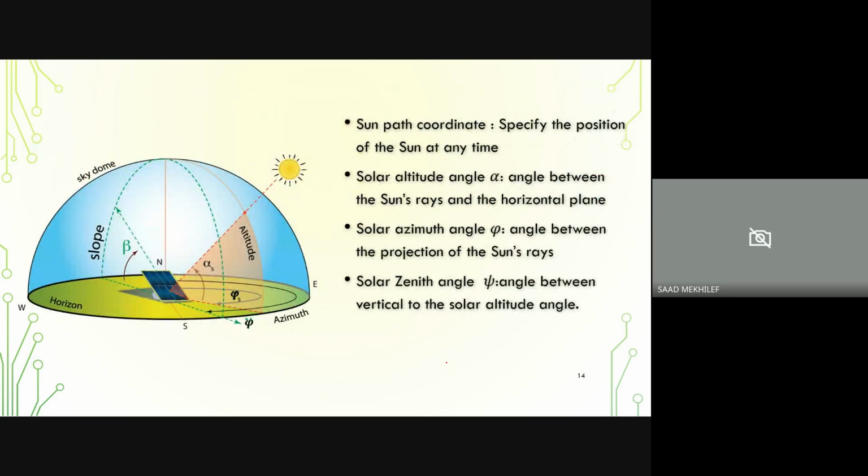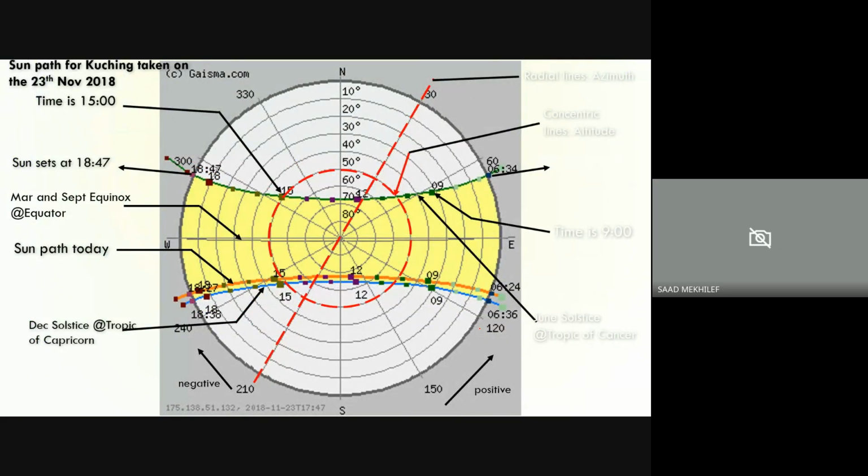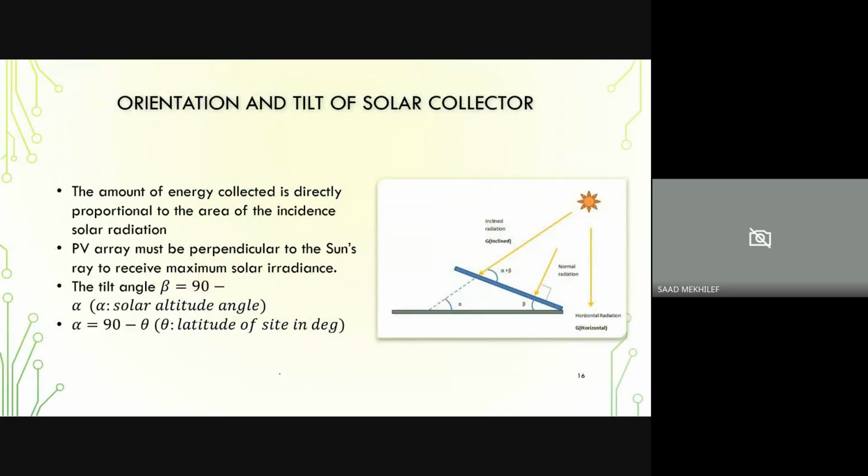And then I think I mentioned this before, the solar path, which is the altitude and the azimuth. I think we have explained that, and we also talked about beta, the tilt angle. This is what you call the sun path, which we use to see the movement of the sun at different locations. For example, this is the location in Kuching on 23rd of November 2018. This is how the path of the sun moves for every location.